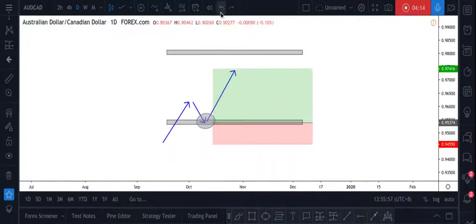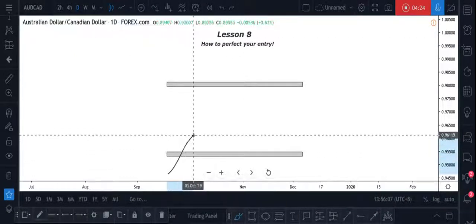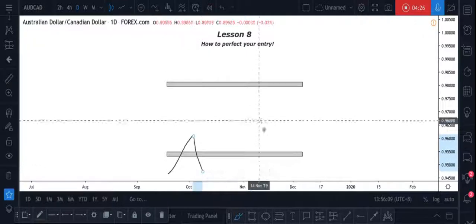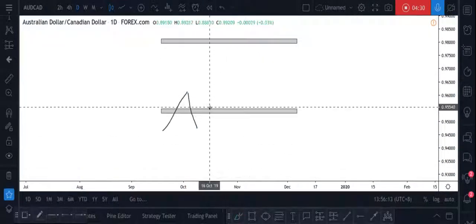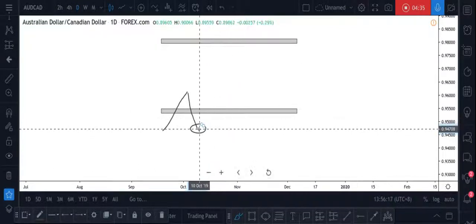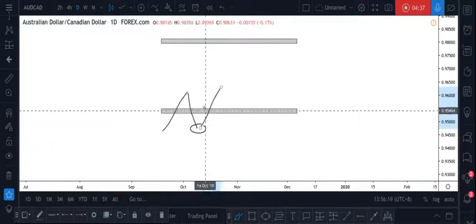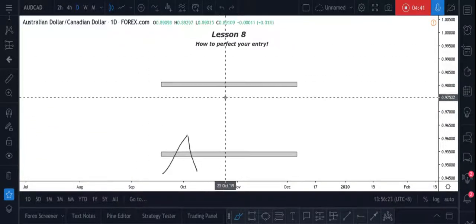Now if the market does not respect that area in a bullish or a bearish move, for instance if the market breaks through this area but then breaks again below this area, then we would not take this trade, because our trade is invalid and our strategy is invalid. The market is not respecting that area of previous resistance, now turned support.